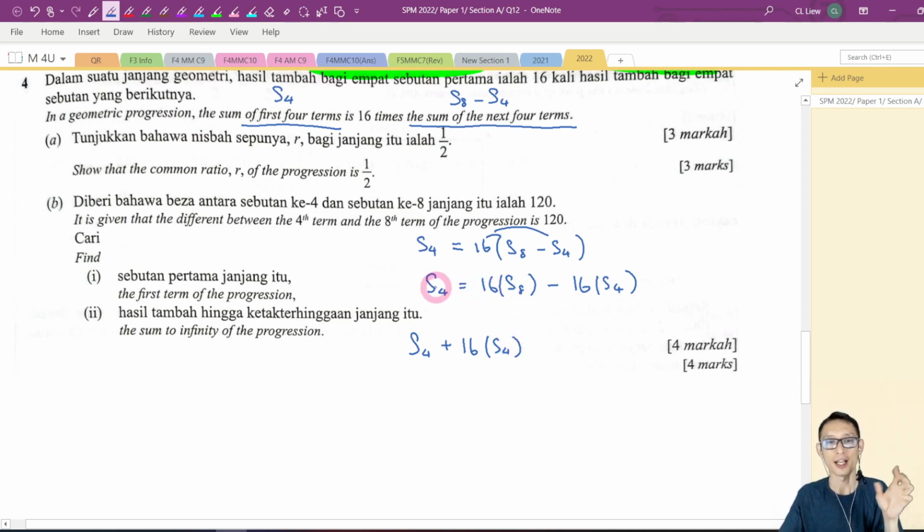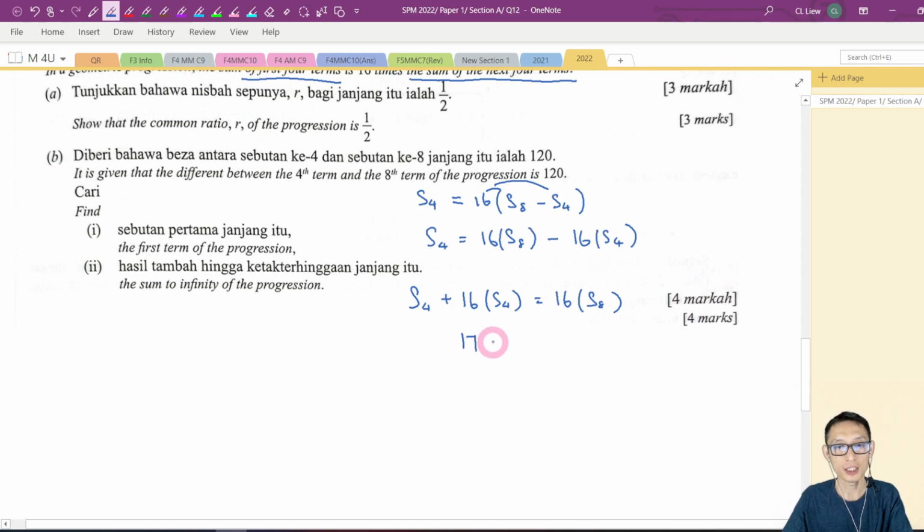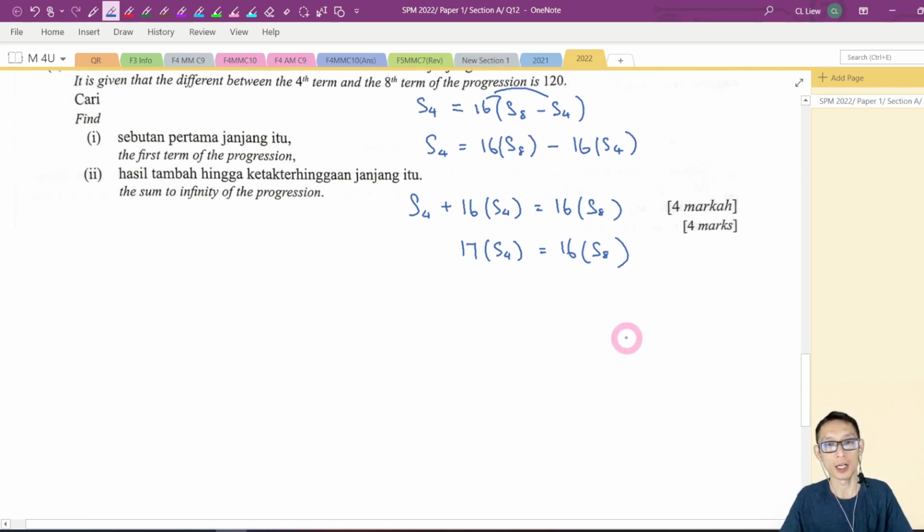Now you just assume that the S4 is X, S8 is Y. So this is X, this is negative, minus 16X, bring another side, become plus 16X. Okay, this is 16 times S8. Here you will get 17 S4, 16 S8. Okay, so what I'm going to do now, I bring the 16 over here and S4 over here. 17 divided by 16 is equal to S8 divided by S4.